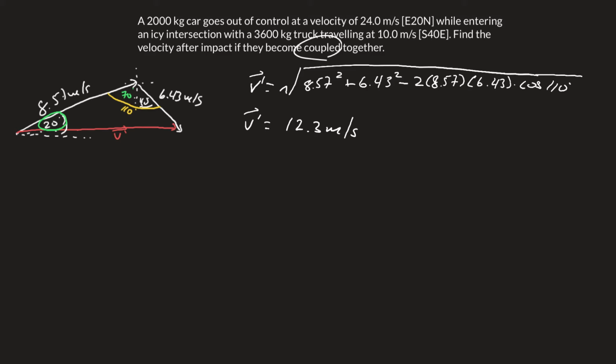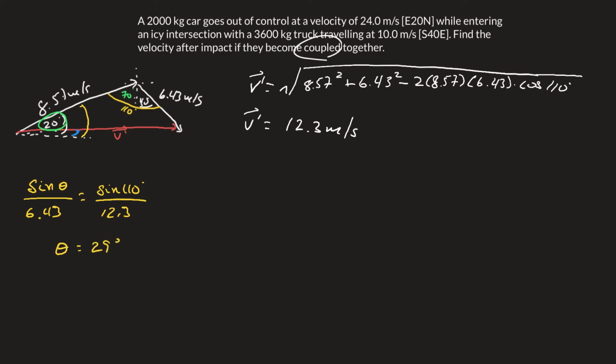But of course, this is a vector, so we do need some sort of direction. To solve for direction, we're going to be looking for this tiny angle down here, but this is going to take two parts. So part one is going to be the sine law. So sine theta over 6.43, because that's going to give me this entire side here, is equal to sine 110 over the side we just solved for, 12.3. This leaves us with a value for theta of 29 degrees.